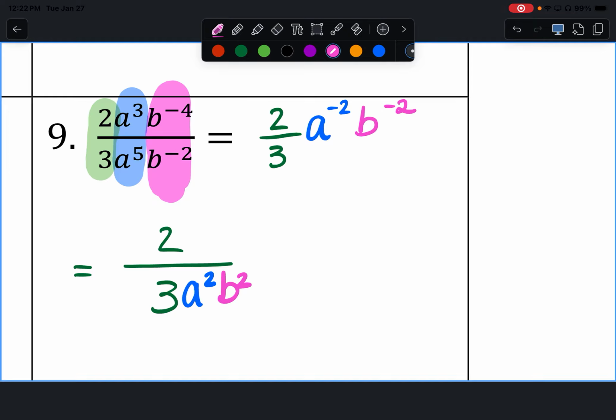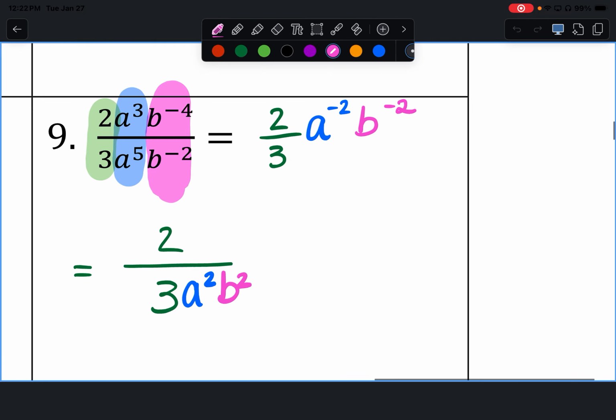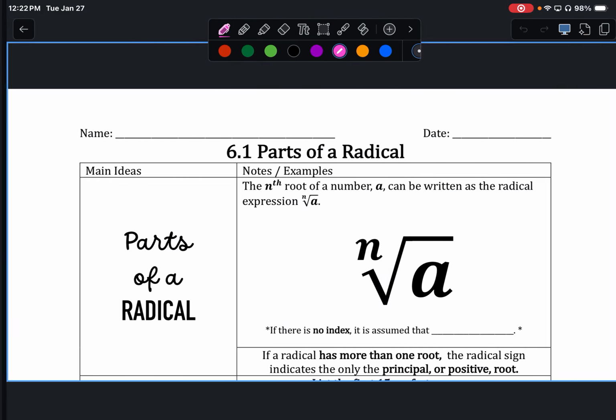It is the parts of a radical. Whenever we have a radical, it is essentially the way to undo raising something to a power. So it's how to undo an exponent. If I square something, how do I undo a square? Square root. If I cube something, how do I undo a cube? Cube root. So we're going to talk about radicals a little bit today.